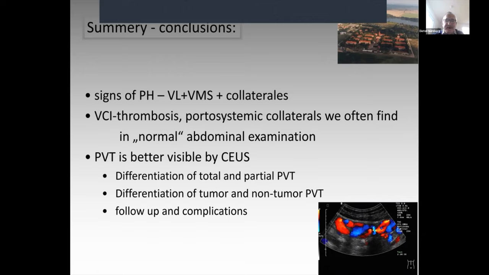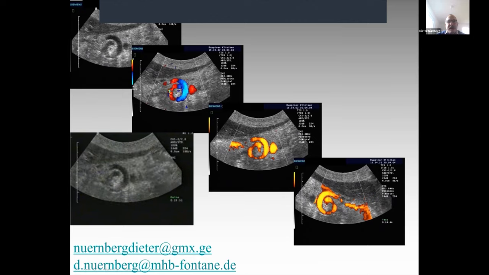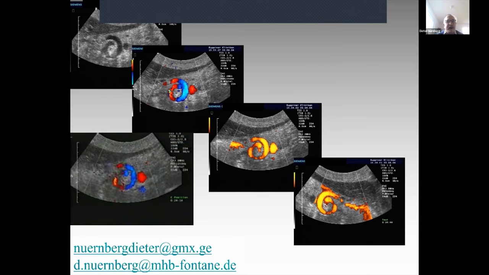You can differentiate if you use contrast media ultrasound, and in another webinar we want to show you more. If you have some questions, and if you find such artificial vessels in the body, then it's my sign, the at sign, and you can write me or other people who know what it is, and you have to think about portal vein system collaterals. Thank you very much, and now we can answer your questions.